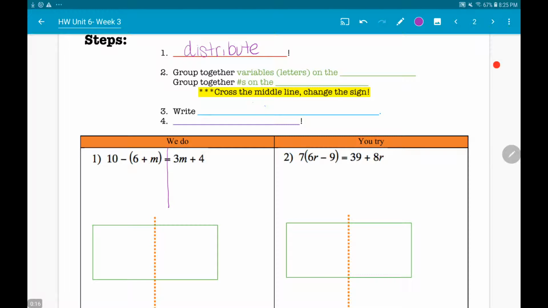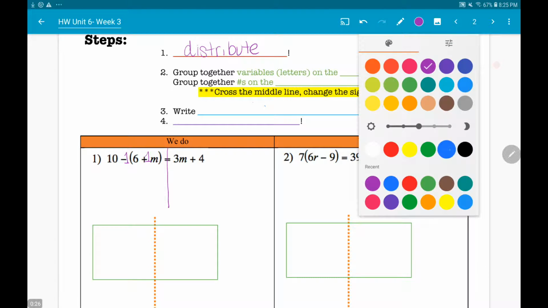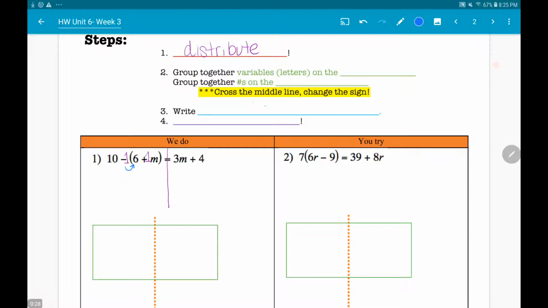And I see there's parentheses on the left. There's no number in front. But remember, when there's no number, there's a -1. So I'm going to go ahead and distribute that -1. I'm not doing anything with my 10. I'm bringing that down. My -1 goes with my 6, and my -1 goes with my 1m.